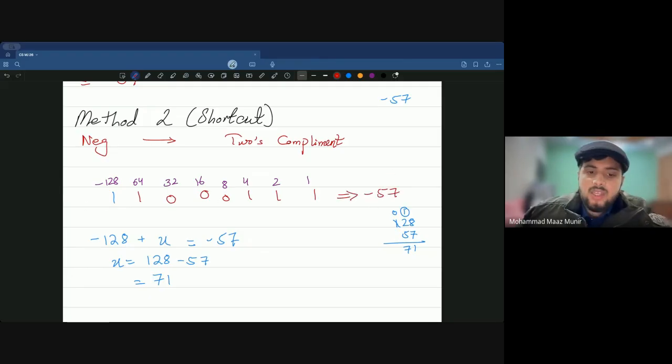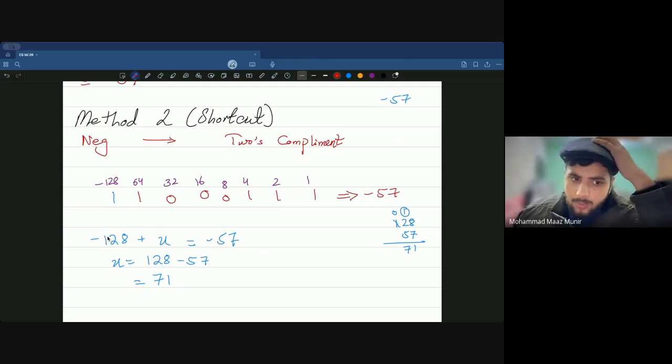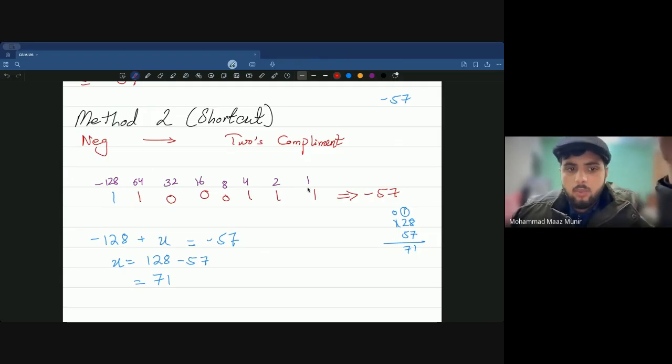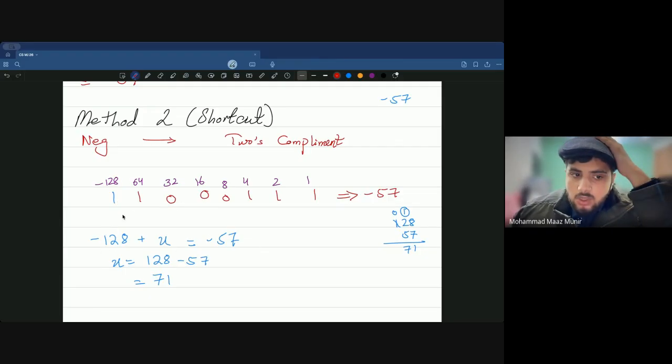What I did was I found that, okay, I have minus 128, and now I need to definitely add something into this negative 128 to get negative 57. So I just made a small mathematical formula, minus 128 plus some number. When I add them up, I should be getting minus 57. So what will be the value of x? This minus 128 is going to shift to the other side, and it's going to become 128. And so 128 minus 57 is going to be 71. This is basically a shortcut method to the longer method which we were discussing earlier on.